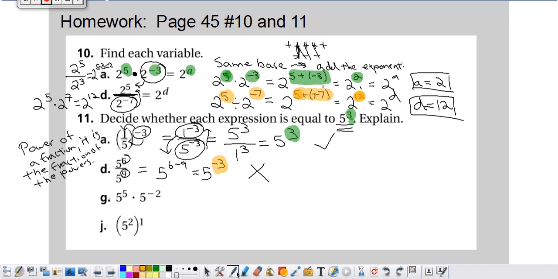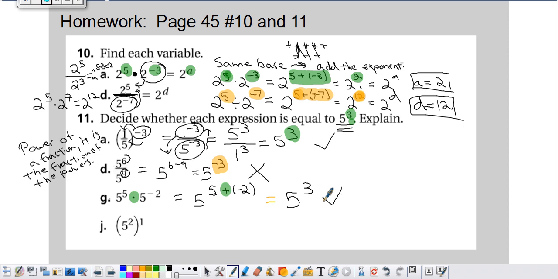Alright, 2 more to go. 5 to the power of 5 times 5 to the power of negative 2. What would you write out? And you can say it out loud to yourself. What would you write out as 5 to the power of something? What's that something? You should have said 5 plus negative 2. Okay, why are we adding? We are adding because this is multiplication. So when I add 5 and negative 2 together, I get 5 to the power of positive 3. And this does, again, equal 5 to the third.